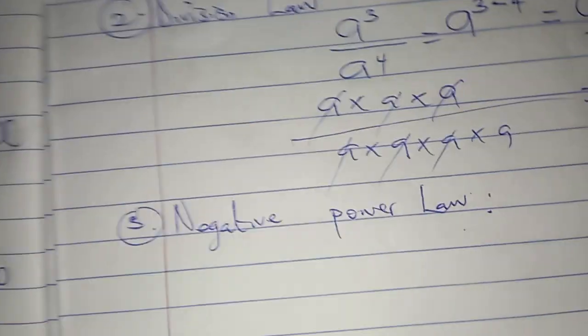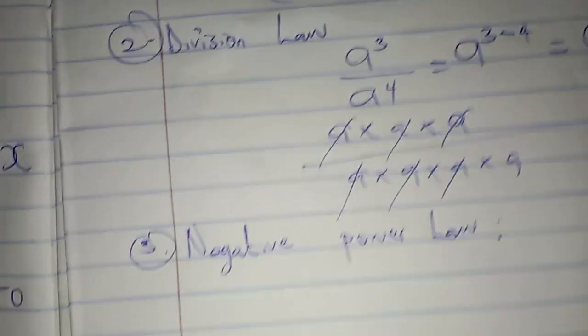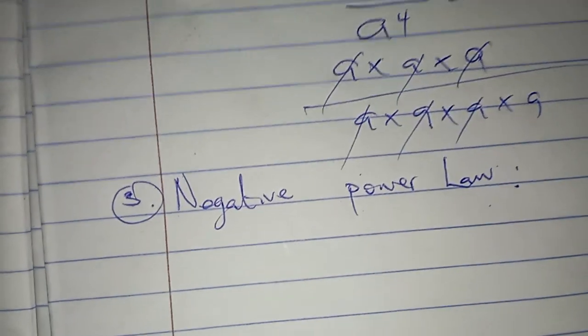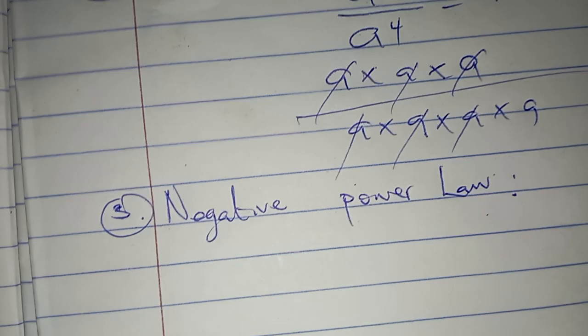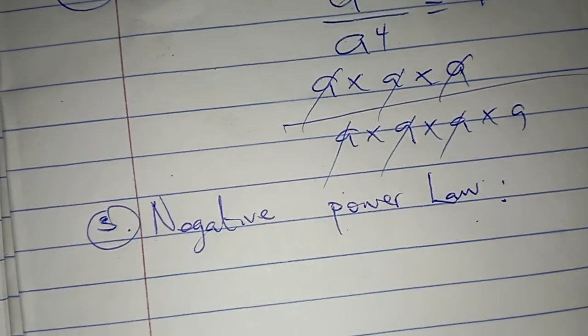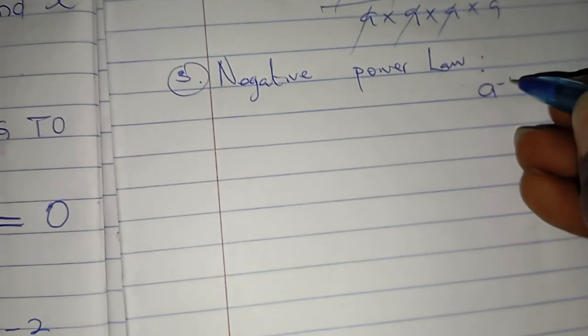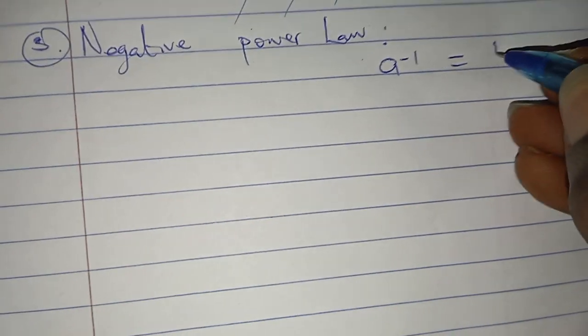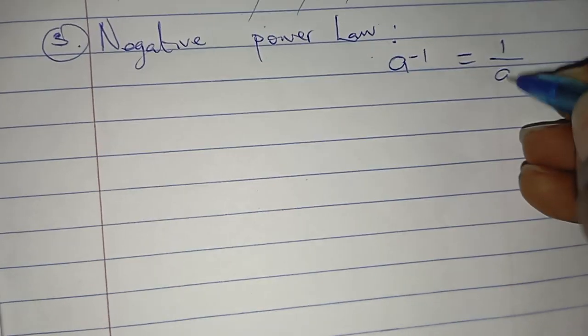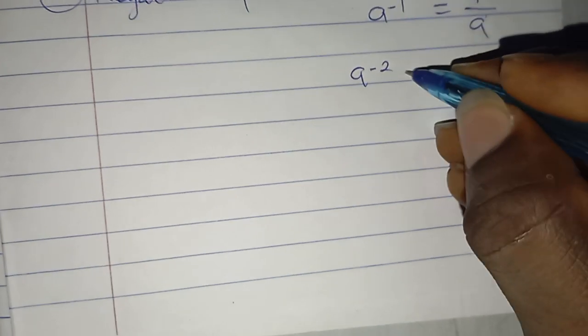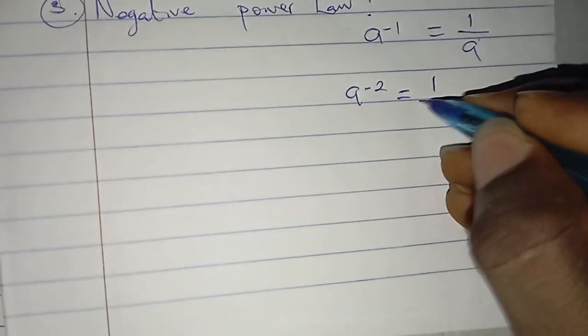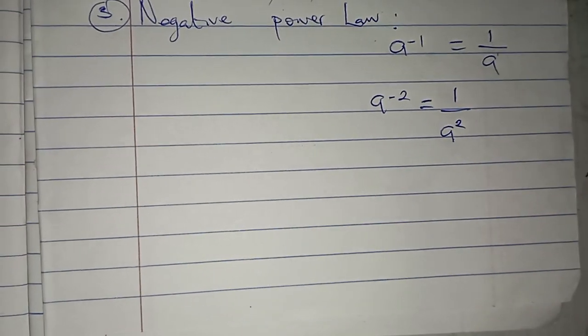The negative power law simply states that anytime the power of a variable or a number is raised to a minus, it has a numerator which is equals to 1. So if I have a raised to power minus 1, it is now 1 over a raised to a positive power. Then raised to power 1 is that thing. So if I have a raised to power minus 2, the law states that it is 1 all over a now raised to a positive index.